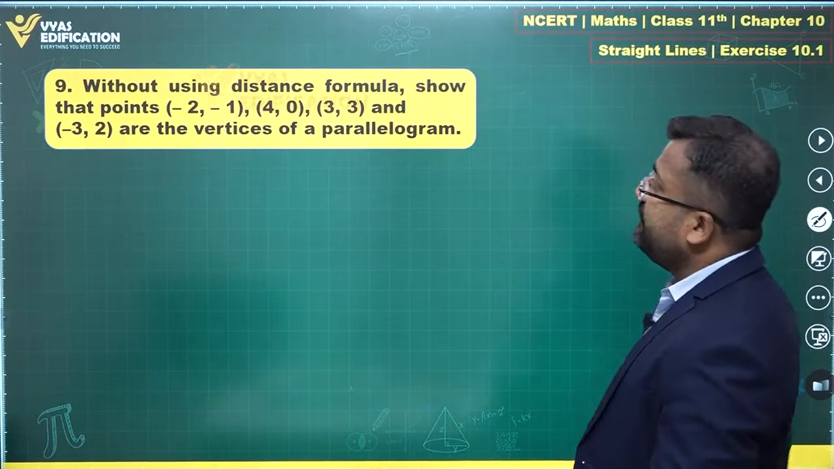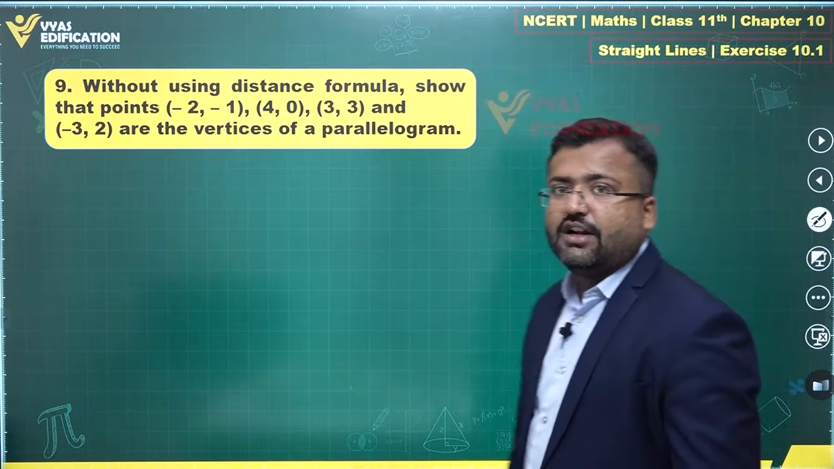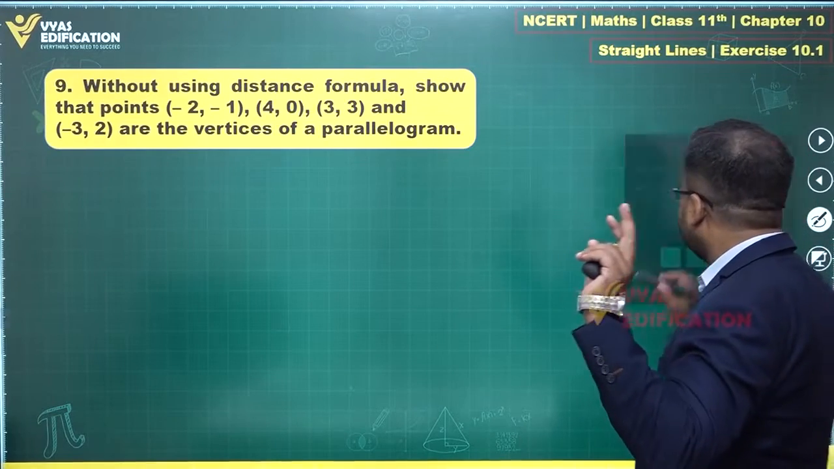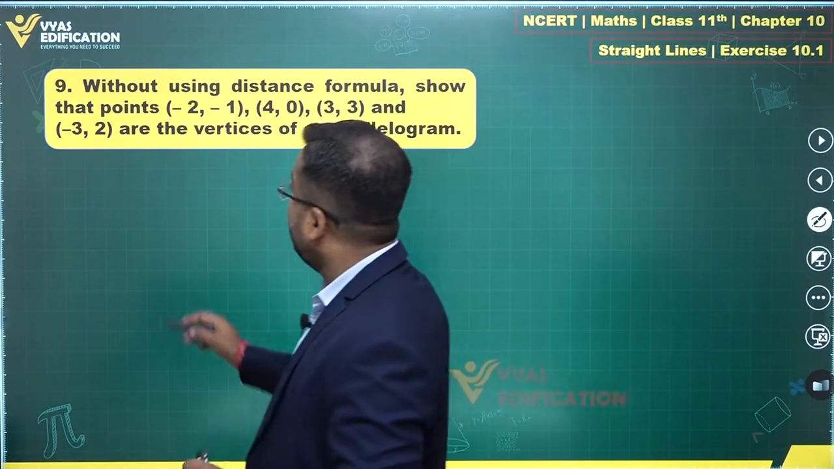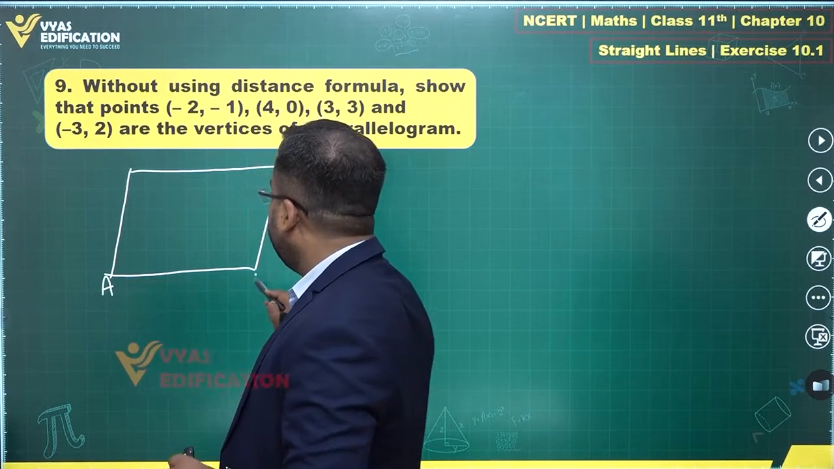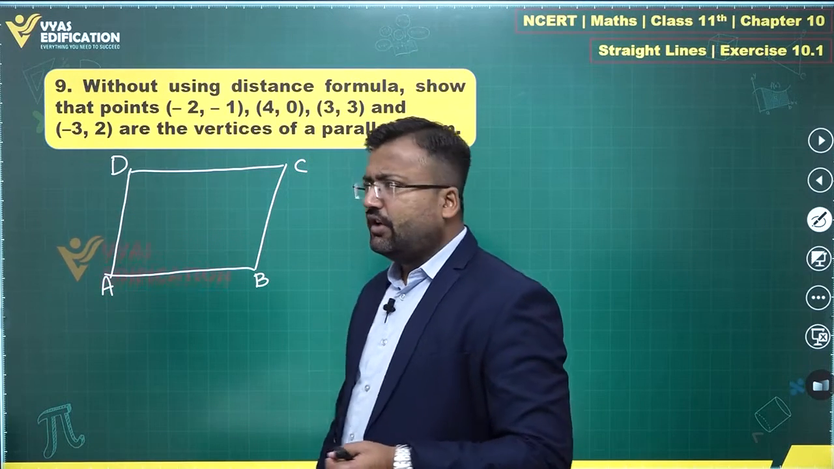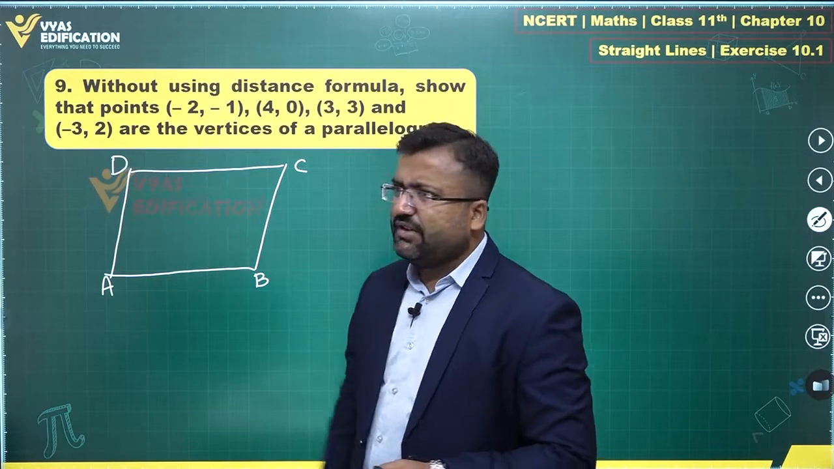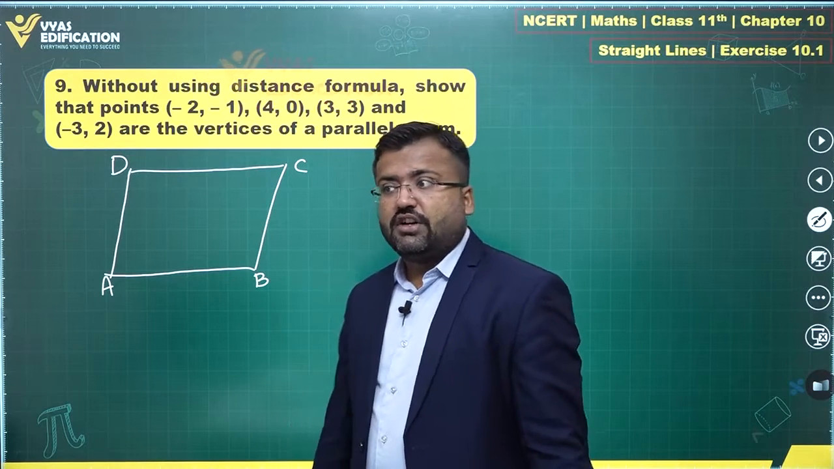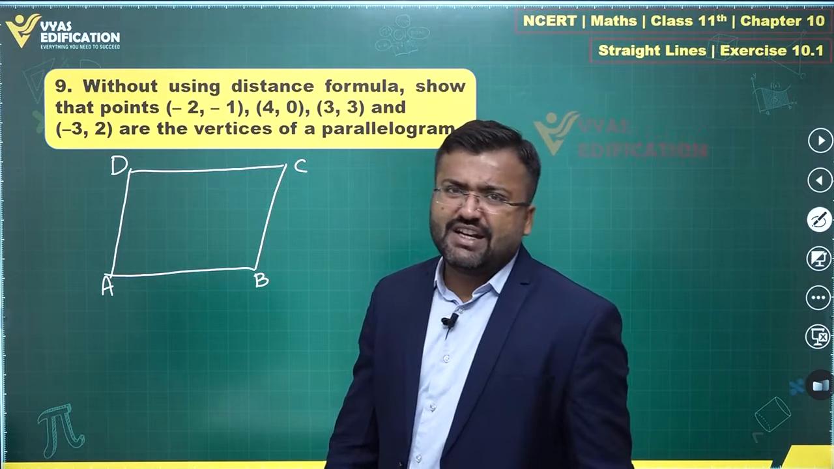The 9th question says that without using the distance formula, show that these points are the vertices of a parallelogram. Okay, so if we wanted to use the distance formula, what you would have observed is this: A, B, C and D. If this is the case, then you could have observed that AB and CD will be equal, and BC and AD would be equal, and the diagonals will not be equal for a parallelogram. If the diagonals also become equal, then it becomes a rectangle actually, right?